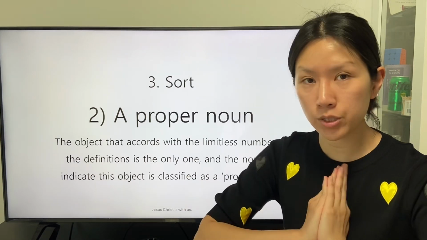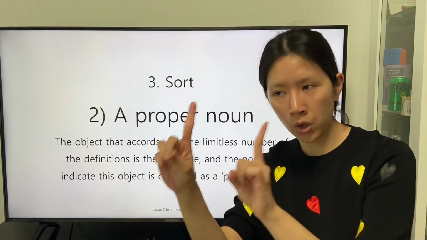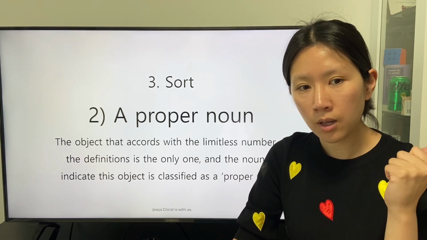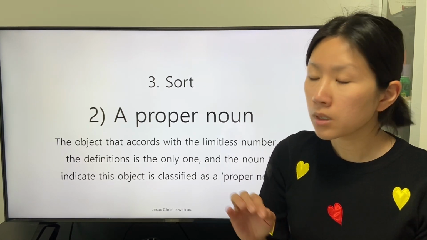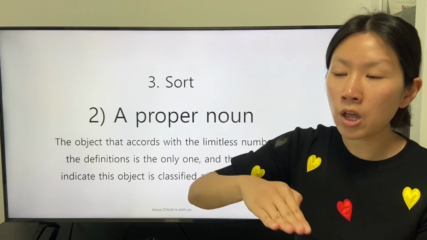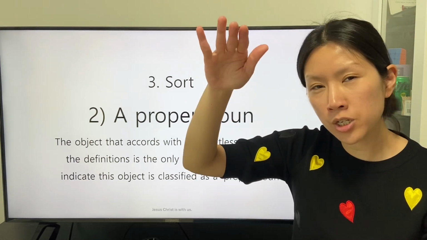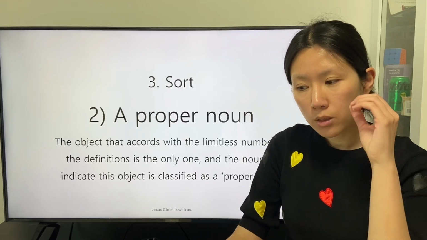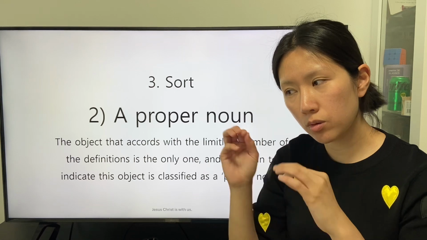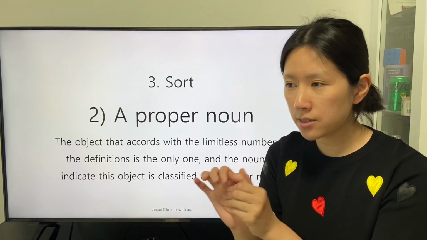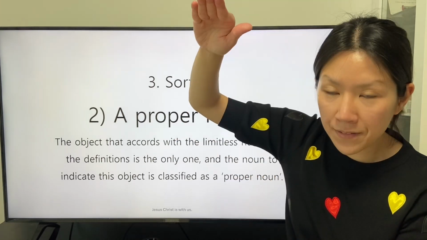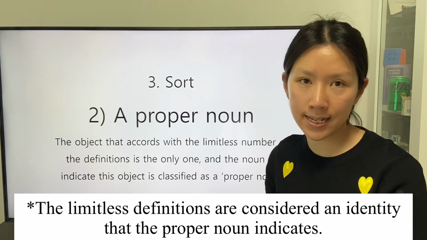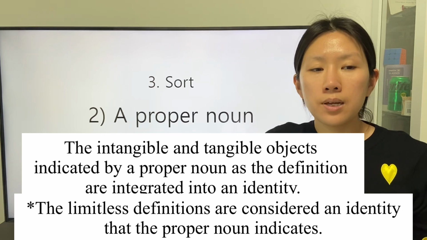Each speaker in the linguistic group can focus on various aspects of an object, and the definitions are able to be listed limitlessly. So, an object that occurred with the limitless definitions is the only one. The limitless definitions are considered an identity that the proper noun indicates.